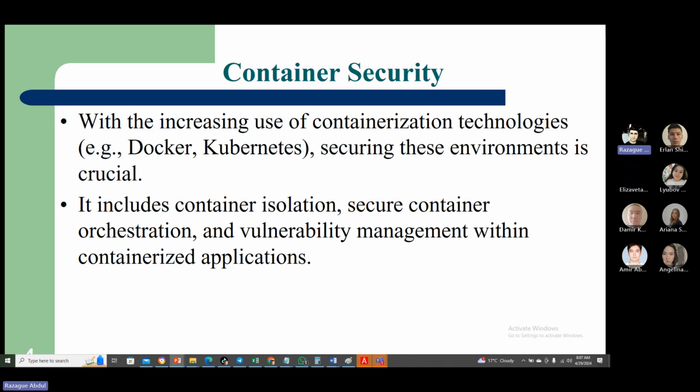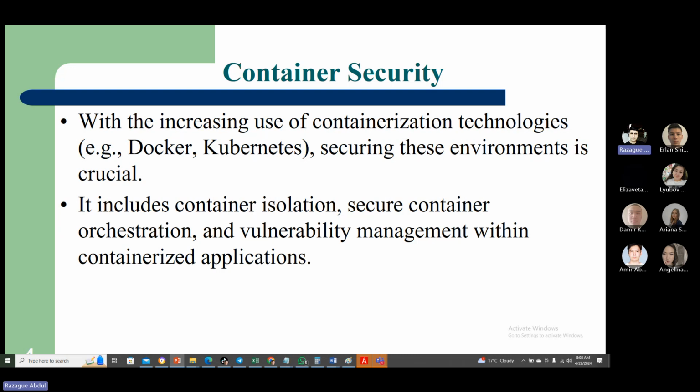And then we have to discuss vulnerability management within containerized applications. Vulnerability management is critical in maintaining the security of containerized applications. This consists of several steps. Let me explain these steps. First is regular scanning. Containers should be scanned regularly for vulnerabilities using automated tools that can detect known security issues in the container image and their dependencies.